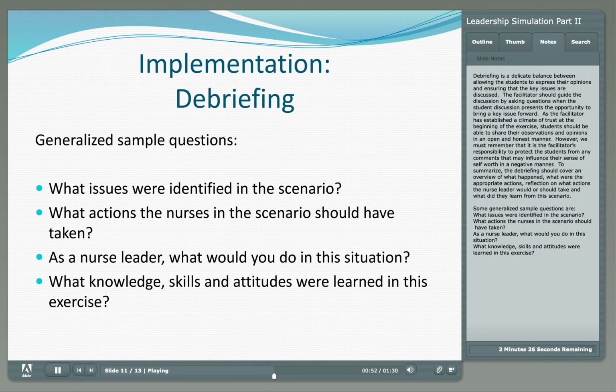To summarize, the debriefing should cover an overview of what happened, what were the appropriate actions, reflection on what actions the nurse leader would or should take, and what did they learn from this scenario? Some generalized sample questions are: What issues were identified in the scenario? What actions should the nurses in the scenario have taken? As a nurse leader, what would you do in this situation? What knowledge, skills, and attitudes were learned in this exercise?